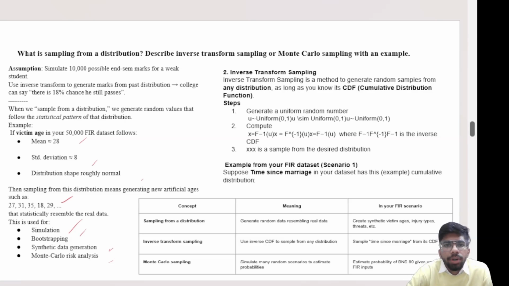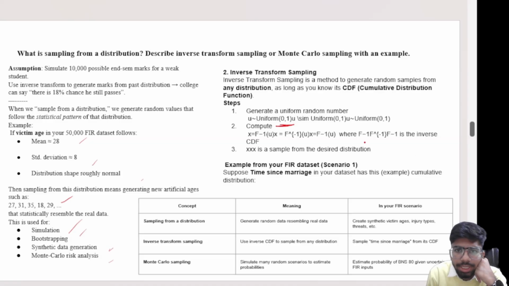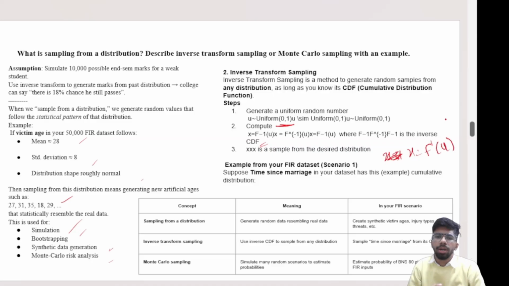Now, moving on to inverse transform sampling, it is a method that allows us to generate samples from any distribution as long as we have its CDF, the cumulative distribution function. So the steps are: generate a uniform random number U, uniform from 0 to 1. Compute x equal to F inverse of U, where F inverse is the inverse CDF. X equal to F inverse of U, in case you aren't able to see that properly.